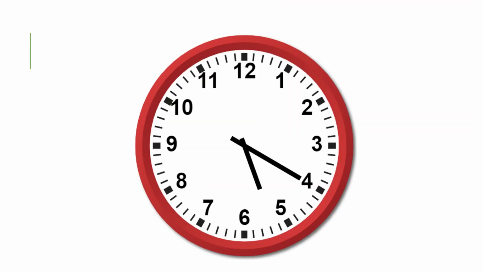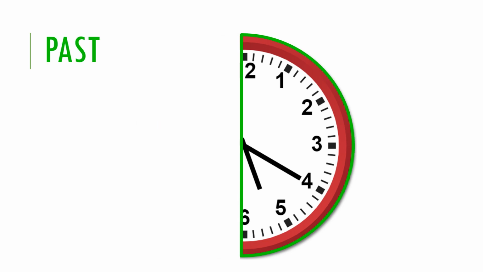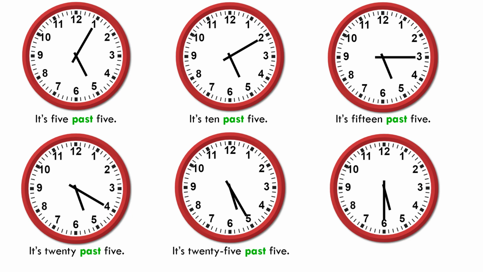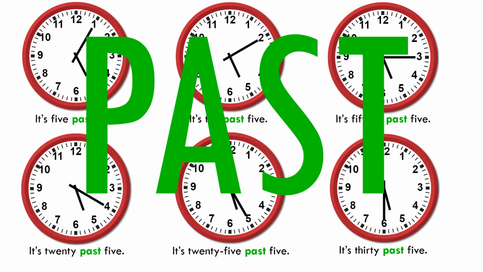Now we're going to focus on the minute hand. To talk about the right half of the clock, we need to use the word past a lot. Past is the English word for the Dutch over. So instead of saying 5 over 5, we say it's 5 past 5. We will use past a lot. On the second clock, it's 10 past 5, then it's 15 past 5, it's 20 past 5, it's 25 past 5, and on the last clock, it's 30 past 5. So for the right half of the clock, we use past.